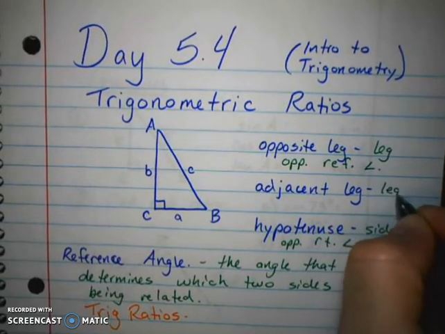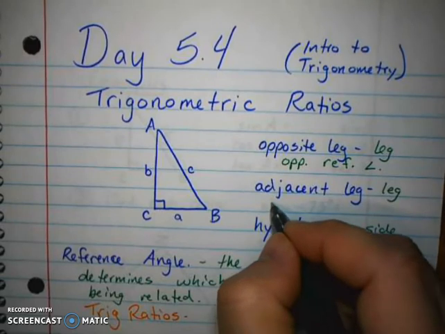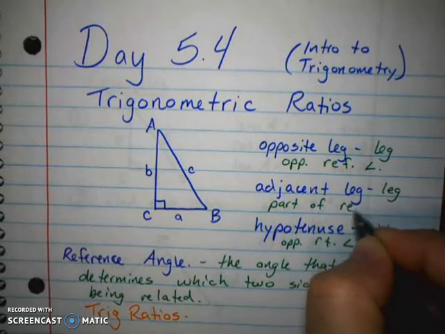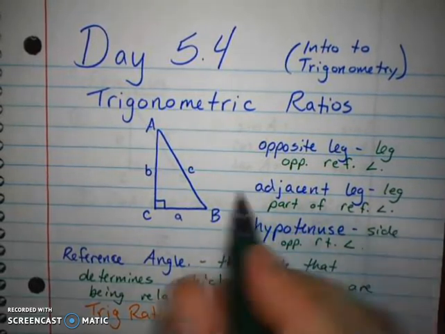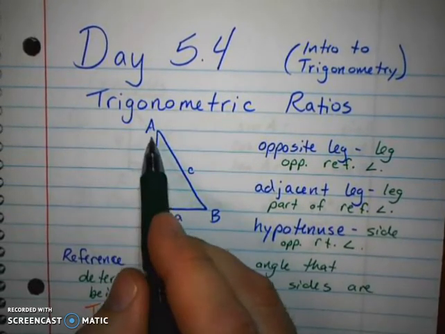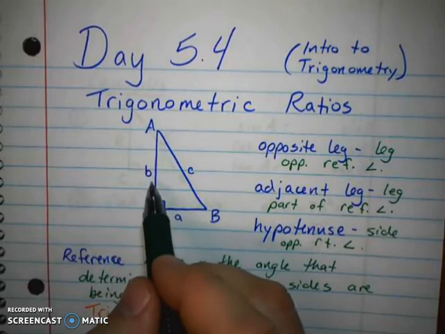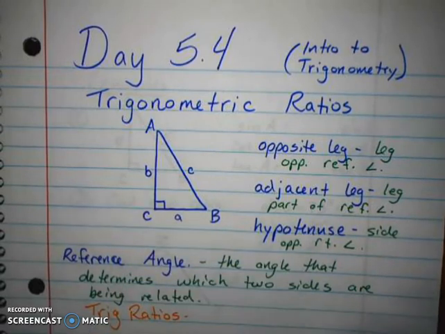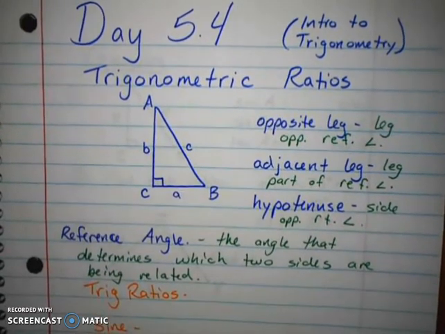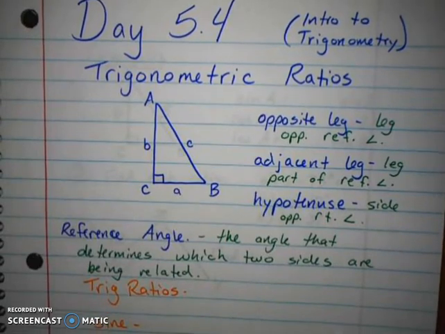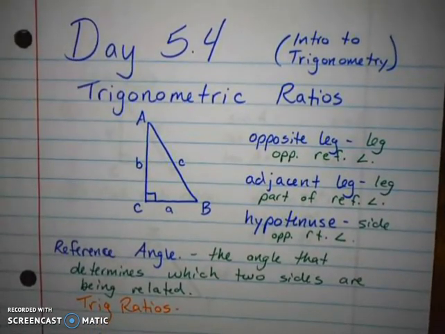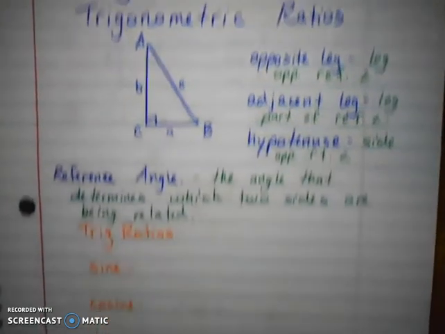Adjacent leg would be the leg that is part of the reference angle, meaning next to. So if I was talking about reference angle A, side B here, the side labeled B, would be the adjacent leg. Okay? So we have to understand those terms to be able to talk about trigonometric ratios. If at any point you need to pause the video to make sure you have this copied down, please do so. Otherwise, I'm going to keep moving right along.